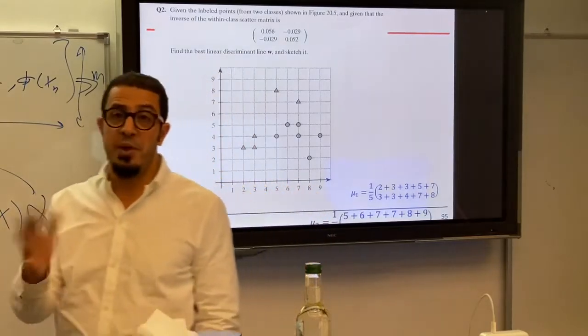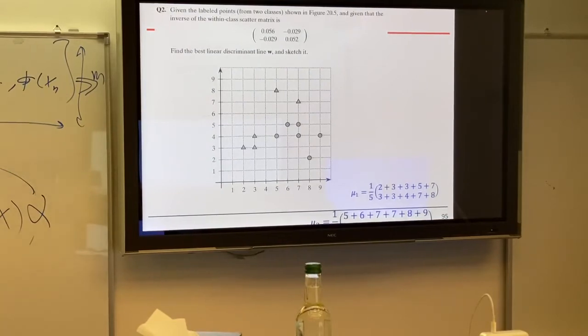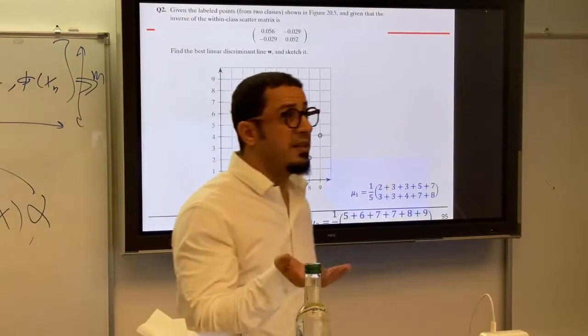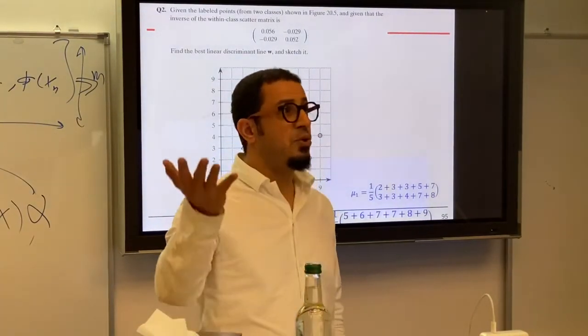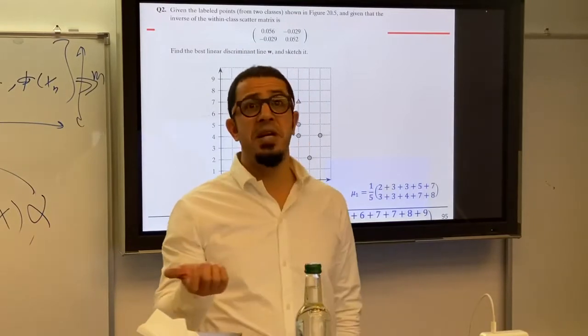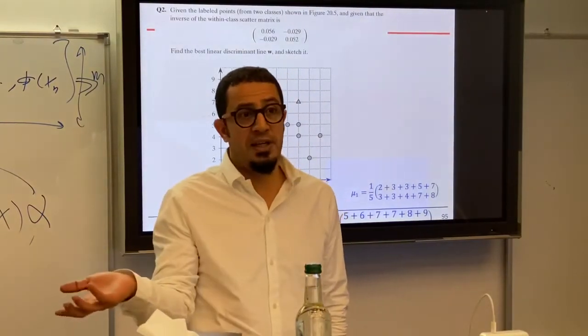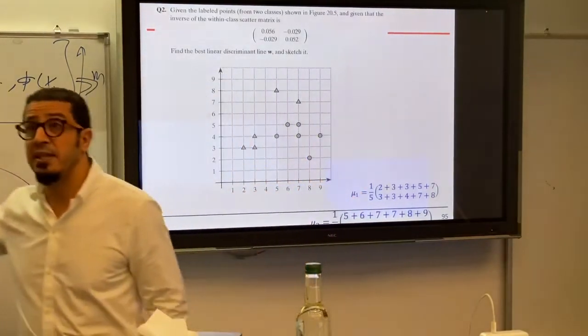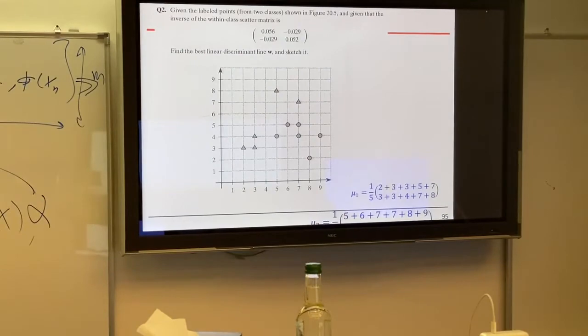From the data, can we find all the coordinates or not? From the plot, can we find all the coordinates? Yes. How many classes do we have? 2. Triangle and circle. I can find mu1 and mu2. Can we find the mean of each one, right? So mu1 and mu2 are easy to calculate. Can we find the matrix B, which is mu1 minus mu2 times mu1 minus mu2 transpose? We find the matrix. Clear?